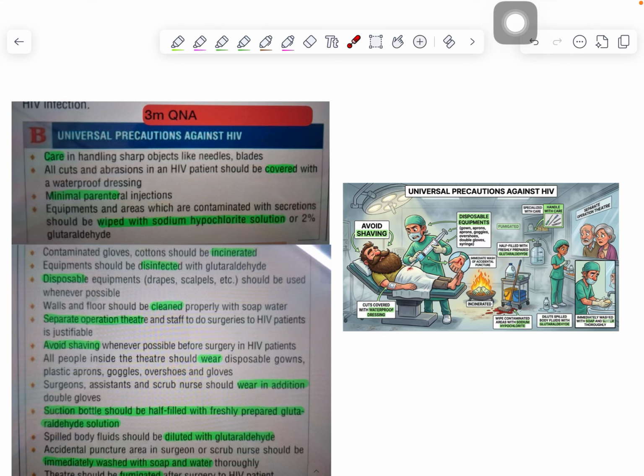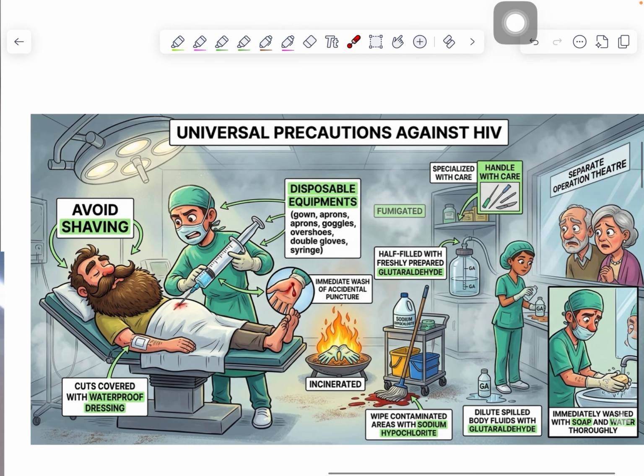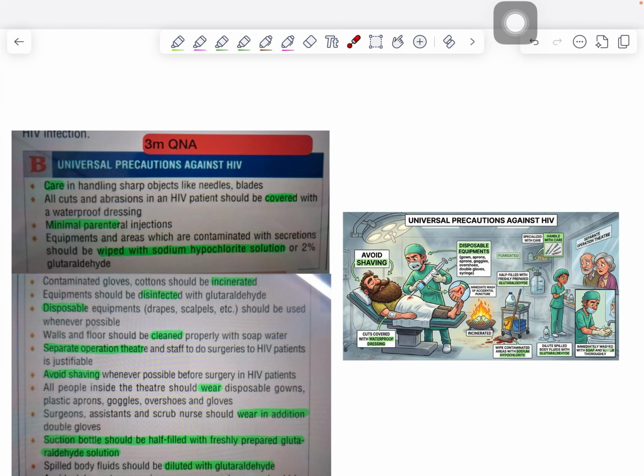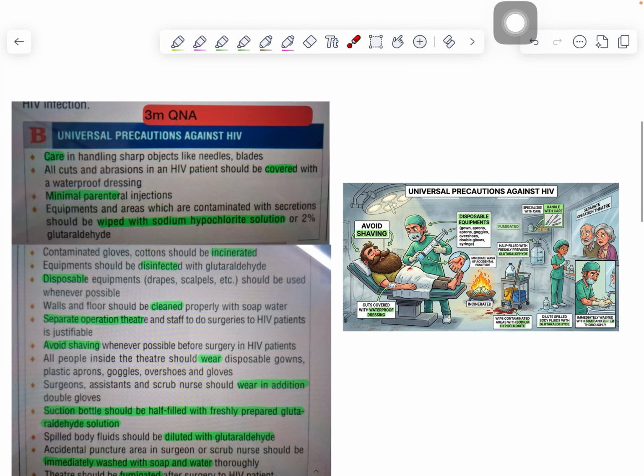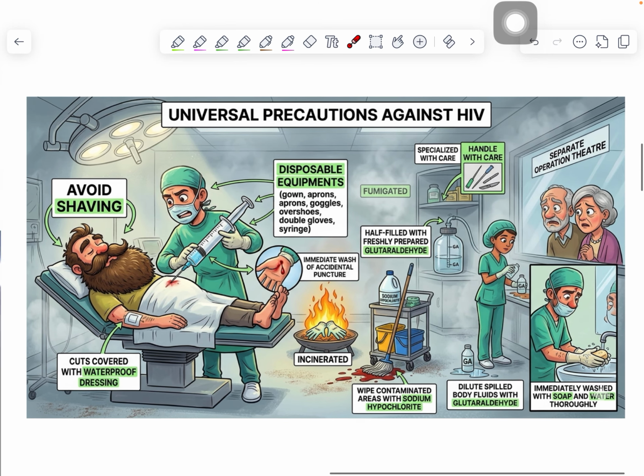So here is a visual mnemonic to remember the universal precautions against HIV. This is asked for 3 marks in your surgery paper. So first we'll go to the story here. Remember this story and you will be done with all the memorizing points of universal precautions against HIV. So let's go to the story.